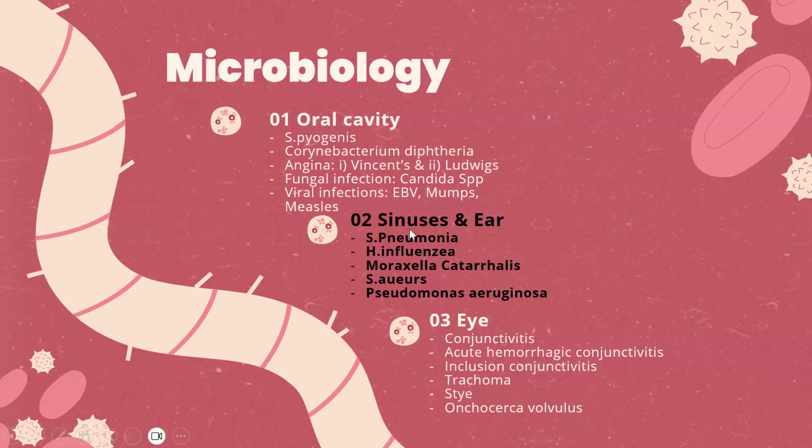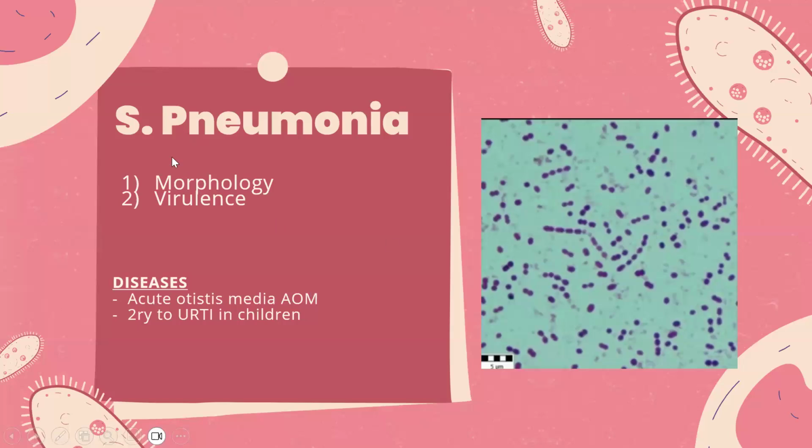So we have acute otitis media and we have chronic otitis media. The acute otitis media is going to be caused by these three: S. pneumoniae, H. influenzae, and Moraxella. If you have chronic otitis media, it's going to be caused by S. aureus and Pseudomonas aeruginosa. So each organism one by one. So S. pneumoniae.